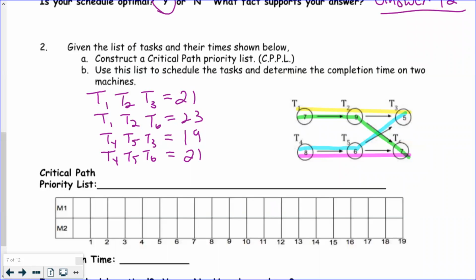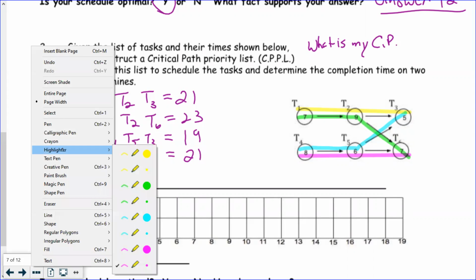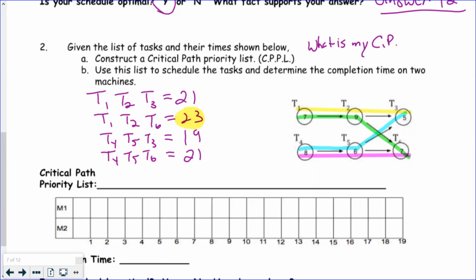And so then I ask the question. What's the question I ask? What is my critical path? Which one is it? 23 is my critical path. So I look at the first task in that list, and that's task 1. That's the first one I write down. I look at that completion time, and it's 7. And so I take 7 off that total, and I get 16.